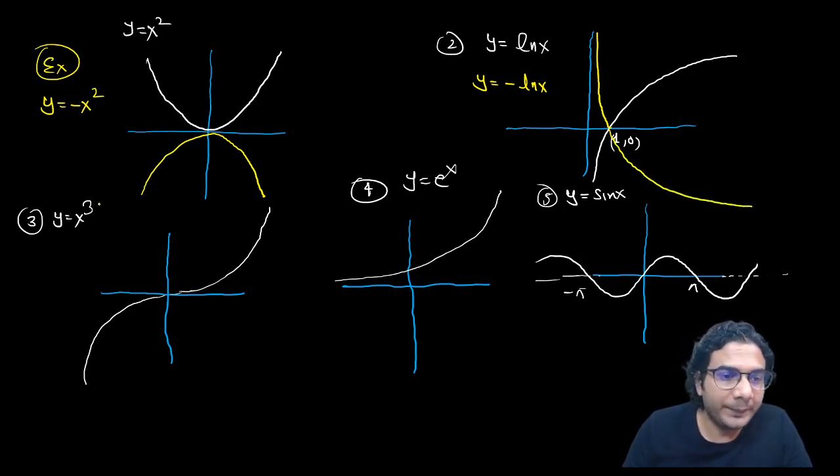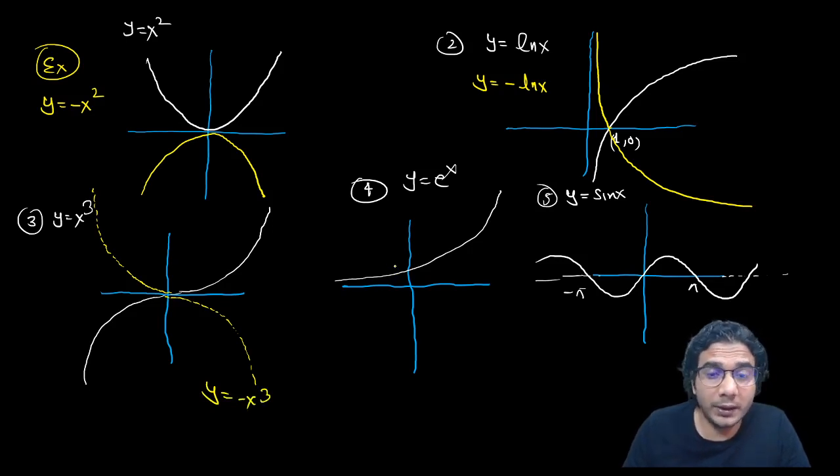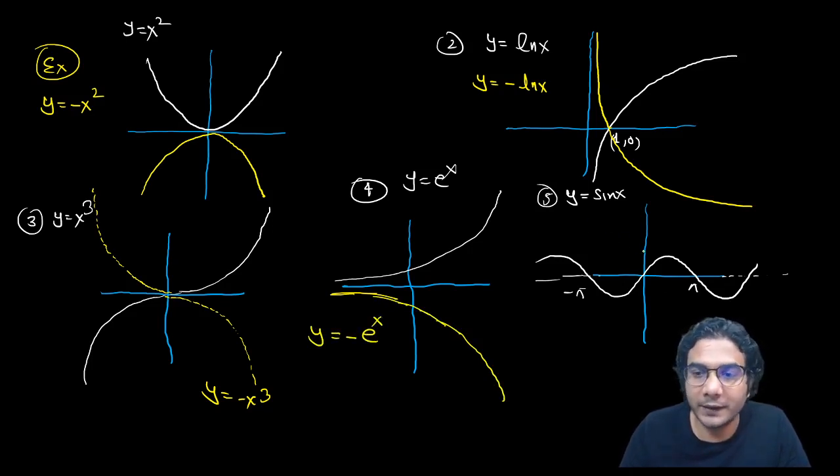All right. Similarly, minus x cube will be like this. This part will come up, reflection, and this part will go down. This is y is equal to minus x cube. Now, y is equal to minus e raised to x. So this is going to be completely negative. All right. So this is y is equal to minus of e raised to x. And similarly, take the reflection of sine x about the x-axis. So this will come down and this will come up and the wave will continue. All right. Got it? So this is y is equal to minus sine x.